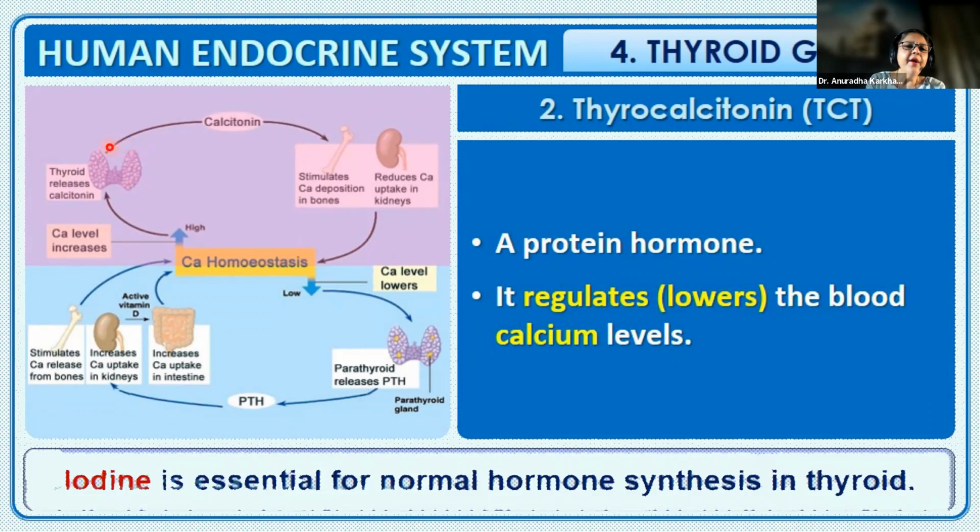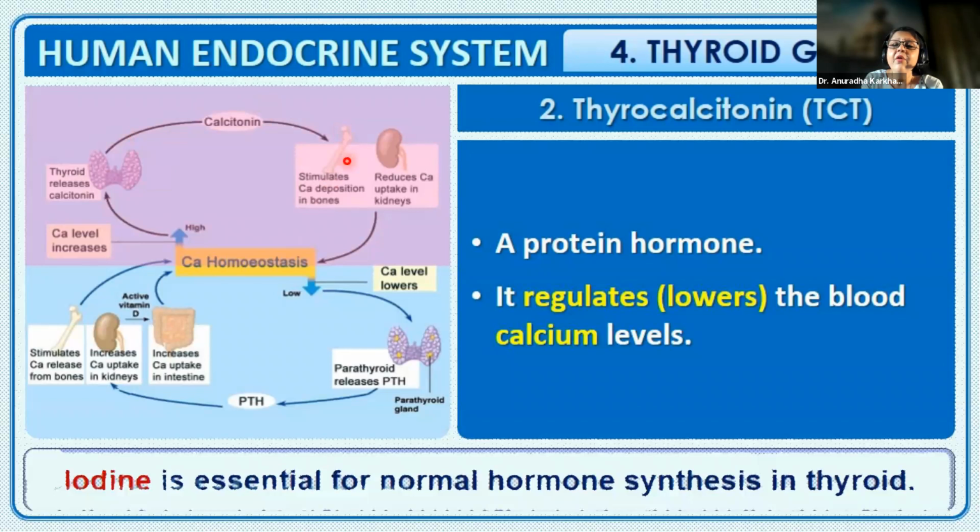See, the thyroid gland will release the calcitonin. It will go and get deposited in the bones. So it stimulates calcium deposition in the bones. So here you can see the bones. Okay, right? This causes reduction of calcium uptake in the kidney. So the blood has got a lot of calcium. If it is uptaken by the calcitonin, good. It got deposited in the bones.